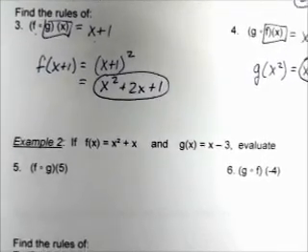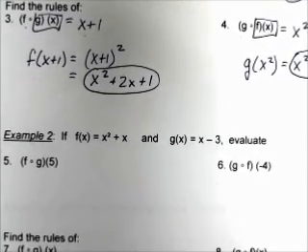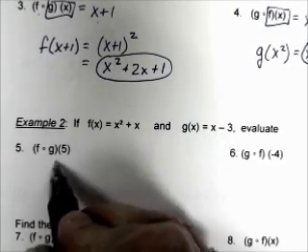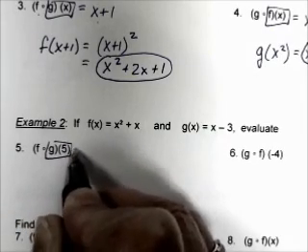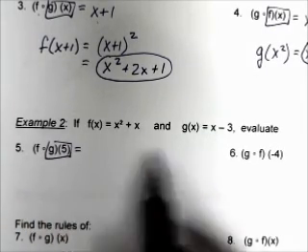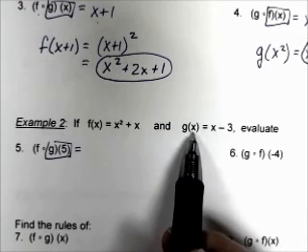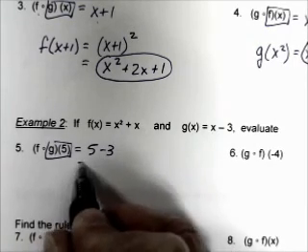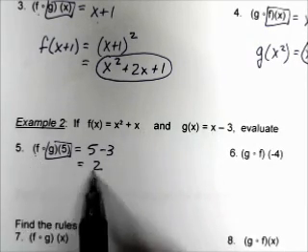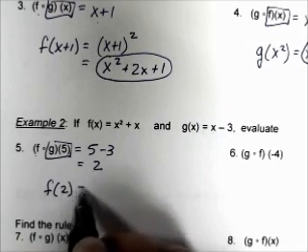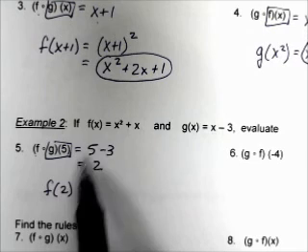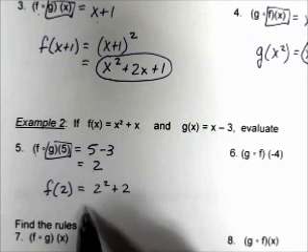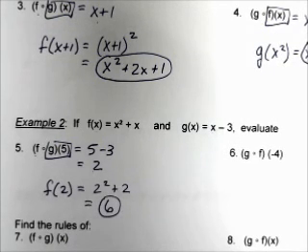Example 2. If f of x equals x squared plus x and g of x equals x minus 3, evaluate. All right, well, first we have f of g of 5. G of 5 is done first. Make sure you're looking at the correct function. So we're replacing x in g of x with 5s. So that's 5 minus 3, which is 2. And now f of 2. Go into f of x, replacing our x's with 2. So that would be 2 squared plus 2. That's 4 plus 2, which is 6. So our answer is 6.